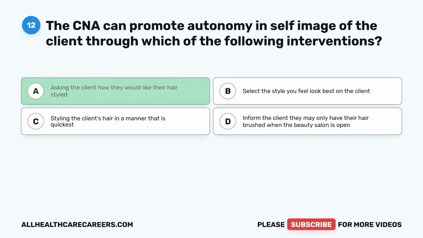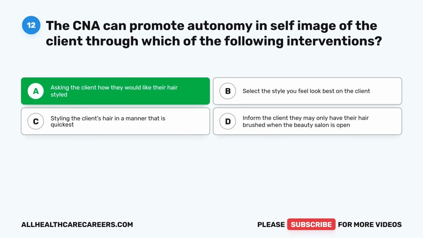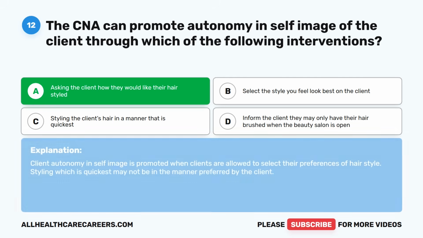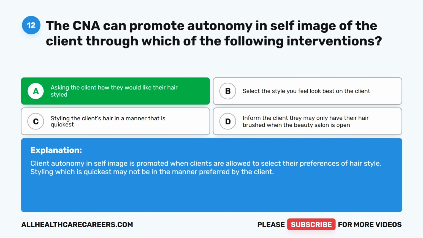The correct answer is A. Asking the client how they would like their hair styled. Client autonomy in self-image is promoted when clients are allowed to select their preferences of hairstyle. Styling which is quickest may not be in the manner preferred by the client.